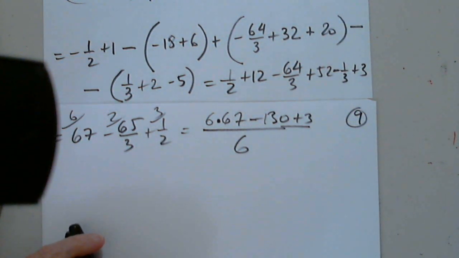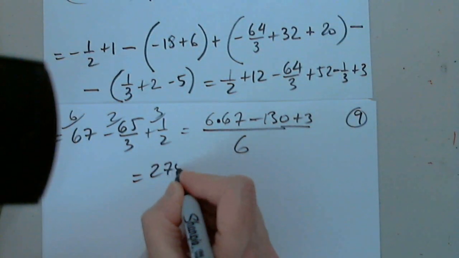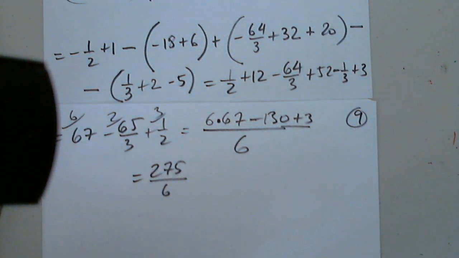So I'm going to share my screen and get this number. So 6 times 67 minus 130 plus 3. What is that? 275 divided by 6. Okay, so here's how I check my 275 divided by 6. Let me see what it is. Okay, some gibberish there. Okay, good.